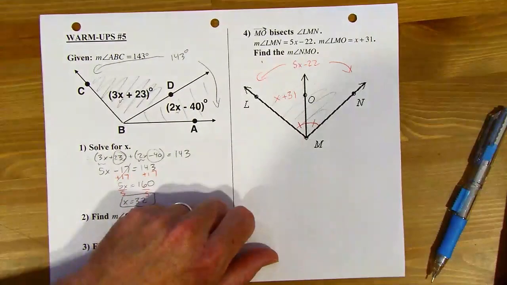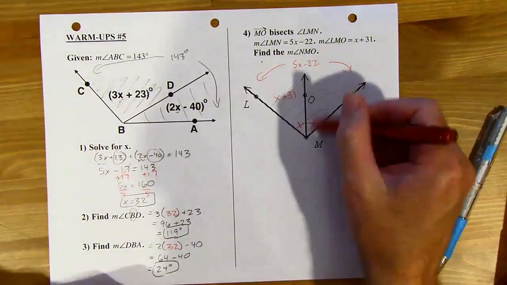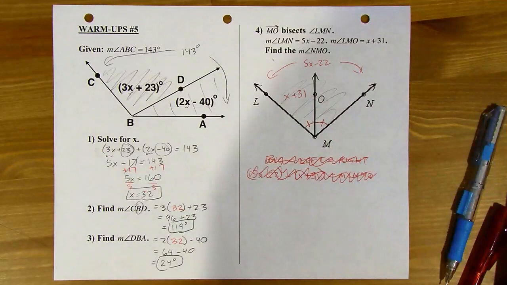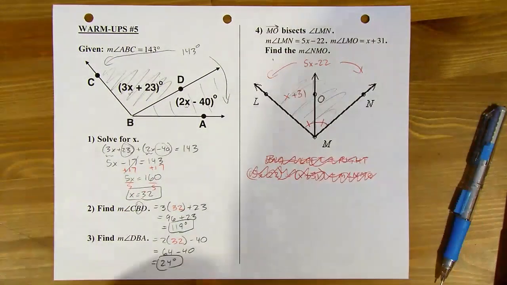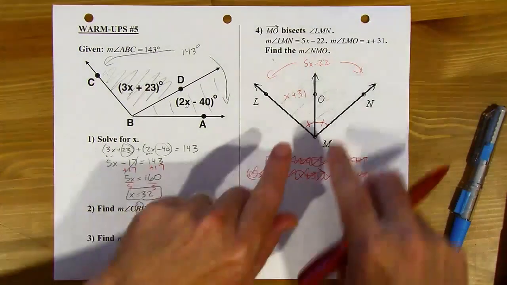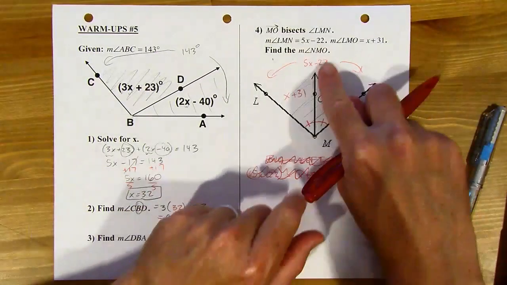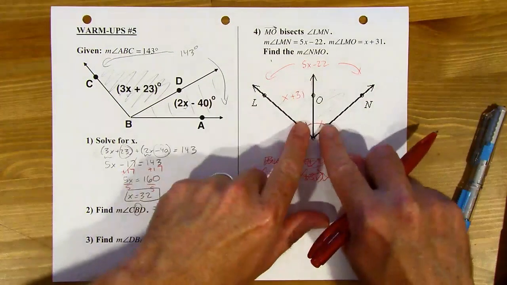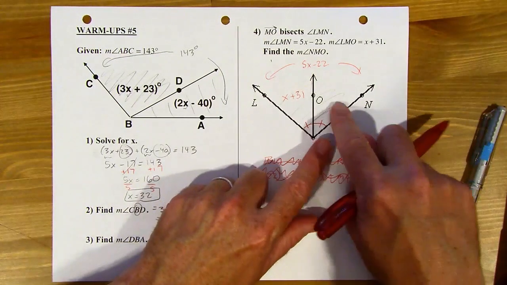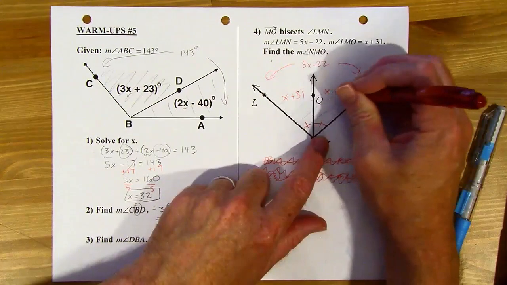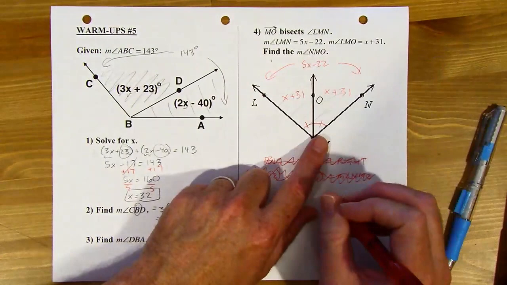Okay, and now we're asked to find NMO. Okay, sorry if there's a weird edit there. I made a mistake and I didn't want to start all the way over again. But hey, I've got this is bisecting the bigger angle. So if this is x plus 31, this is also going to be x plus 31. And now I can use the angle addition postulate.